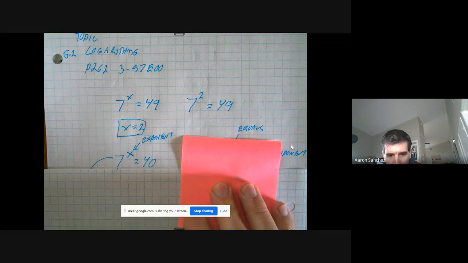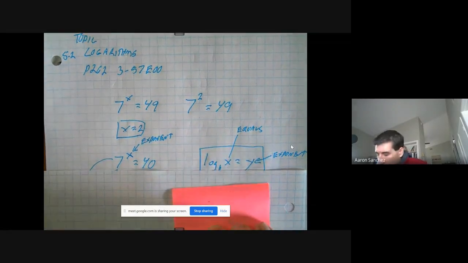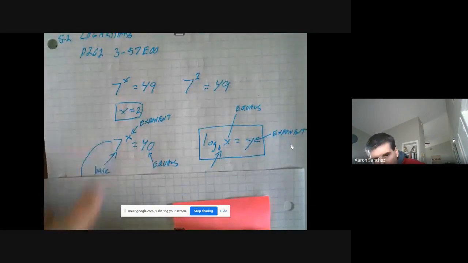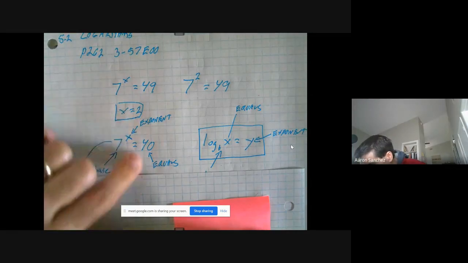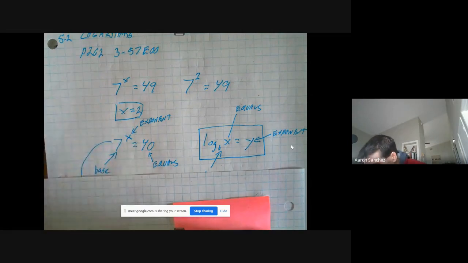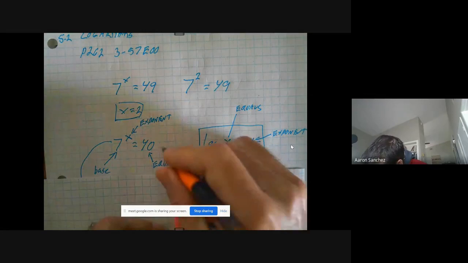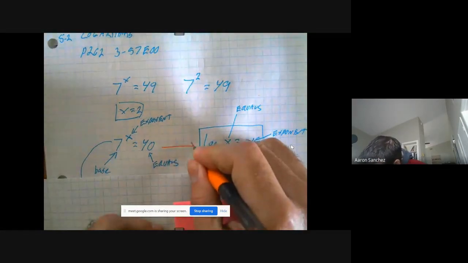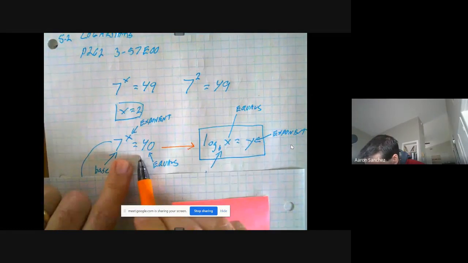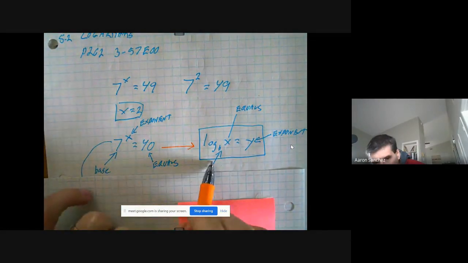Okay, so now write this down. 7 to the x equals 40. The 7 is called the base. Write that down. The 7 is the base. The x right here is the exponent, and this is what it's equal to. Okay? The product, I guess. This is exponential form. This is logarithmic form. Log form.